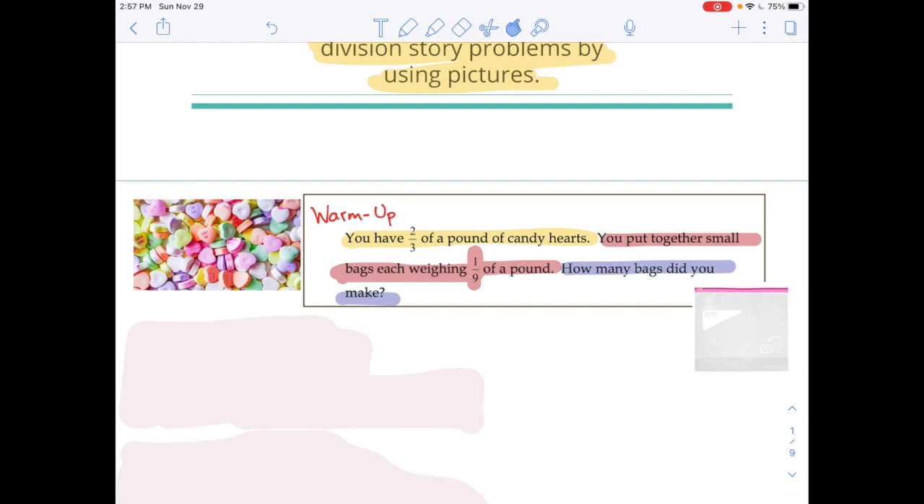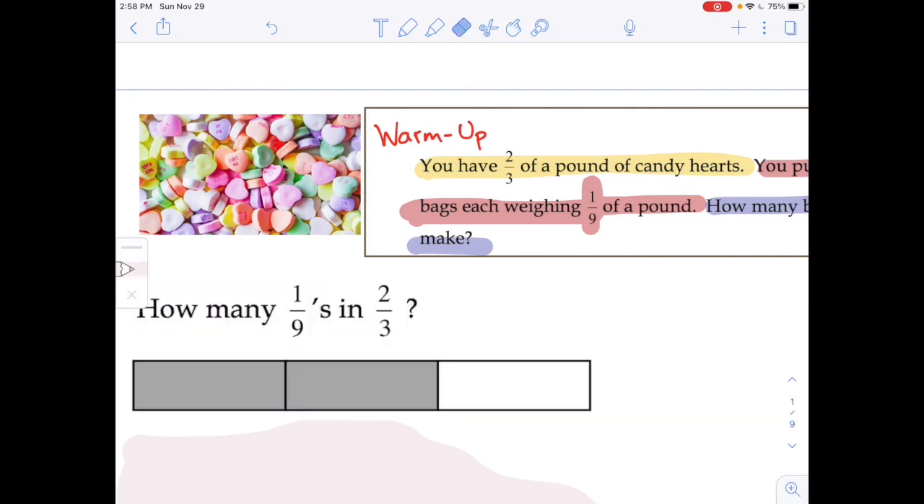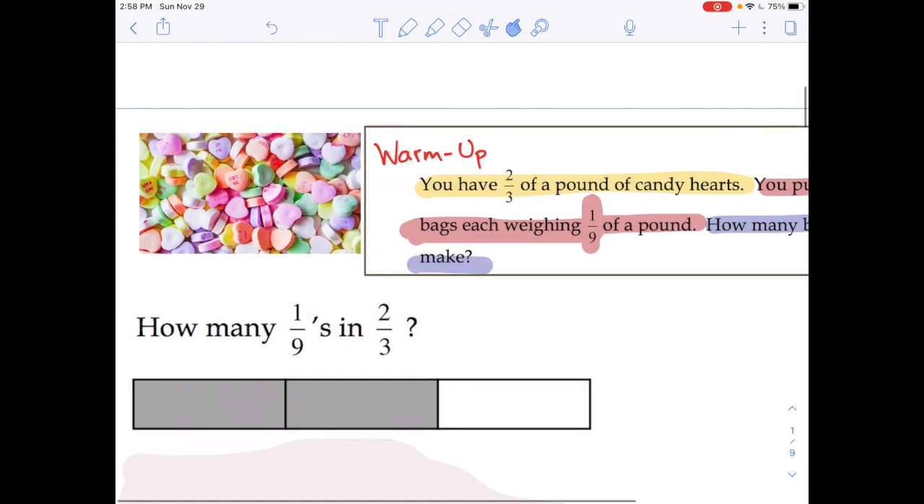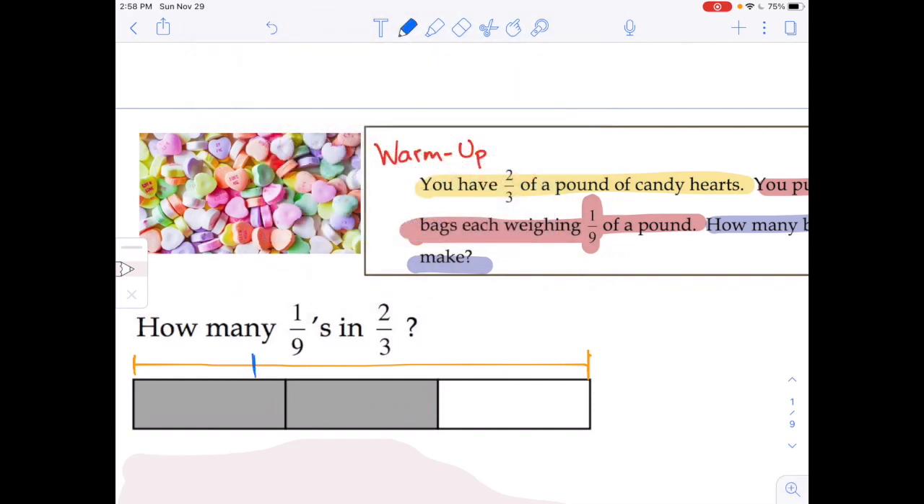So this question is really saying, I take the candy hearts and I break them up into small groups. I have 2/3 of a pound and I'm going to break them into groups of 1/9 of a pound. So here's a picture, right? From here all the way across represents 1 whole pound.